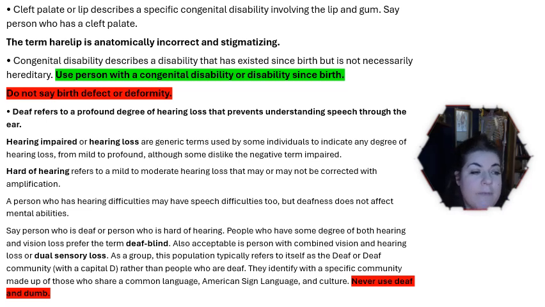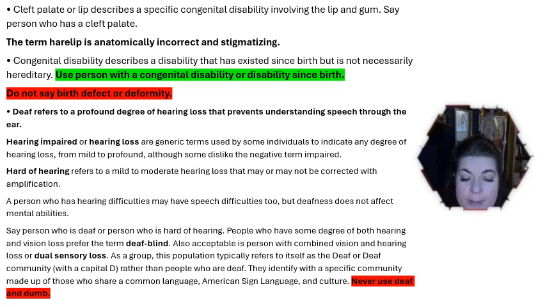Deaf refers to a profound degree of hearing loss that prevents understanding speech through the ear. Hearing impaired or hearing loss are generic terms used by some people to indicate any degree of hearing loss. Hard of hearing refers to mild to moderate hearing loss. Say person who is deaf or person who is hard of hearing.